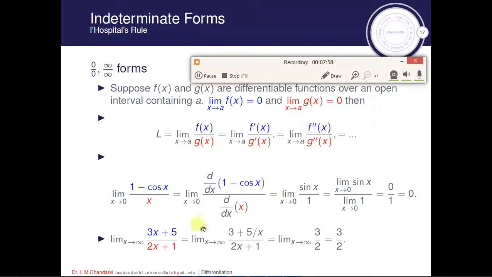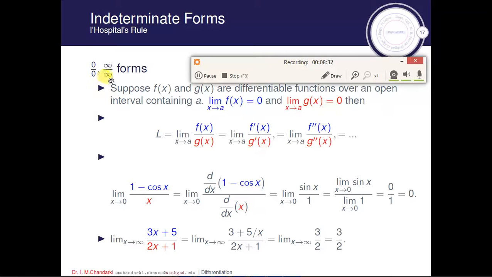The second example can be given like this. Suppose here you have limit x tends to infinity, (3x plus 5) divided by (2x plus 1). If you put x equal to infinity, 3 into infinity plus 5 is again infinity. Infinity is a very large value. If you multiply a very large value by 3, it is again a very large value. If you add a constant to a very large value, it is again a very large value. Infinity is the largest value, so it is an infinity by infinity form.